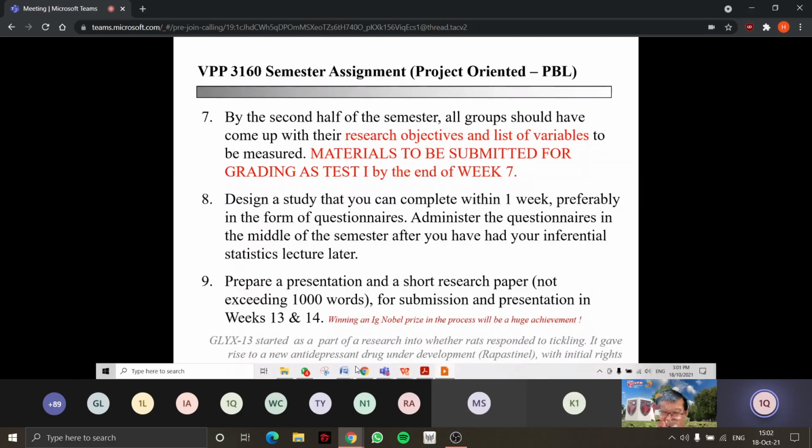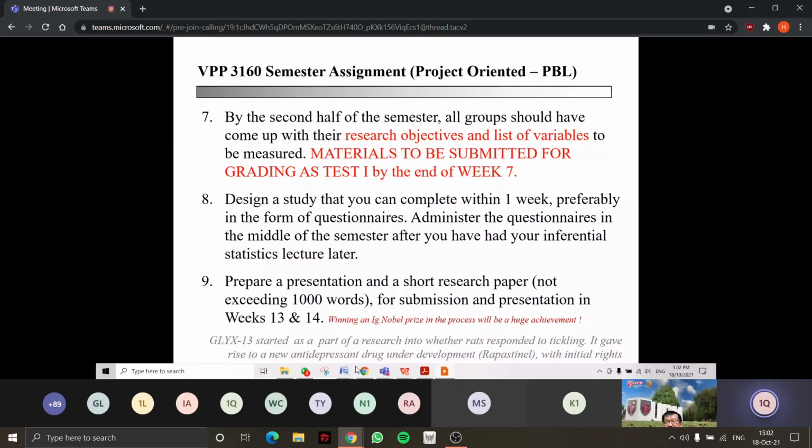Okay, now, what type of study do I favor? It should be a study that is very short, something that you can complete within 1 week, because we don't have the entire semester to do so. Remember, for the first 6 to 7 weeks, you'll be listening to how to structure a research, and then after that, carry it out.